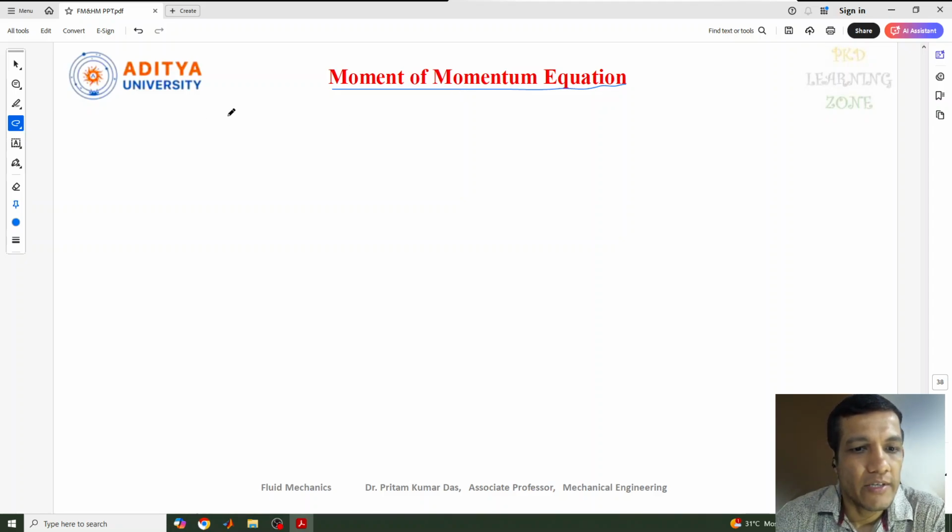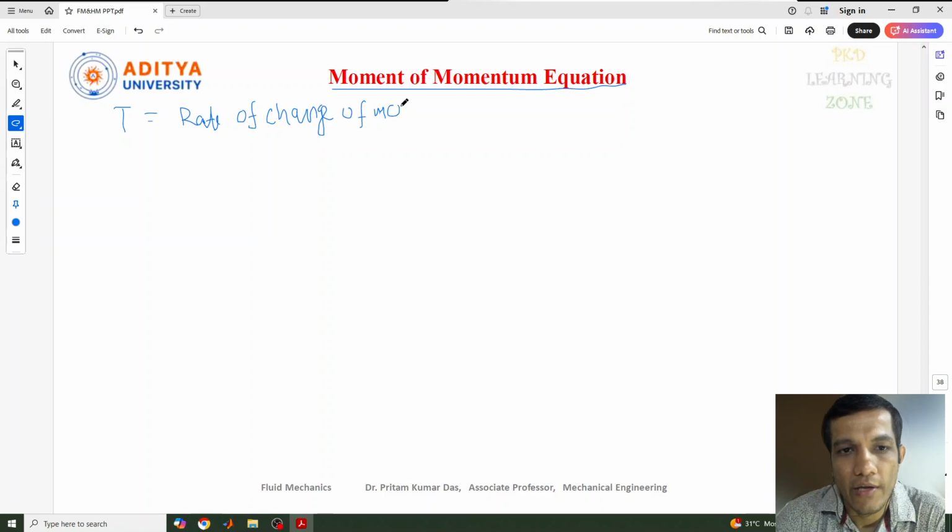The moment of momentum equation is derived from the principle which states that the resulting torque acting on a rotating fluid is equal to the rate of change of moment of momentum. I have just written it in short form. This is the definition of the moment of momentum equation.